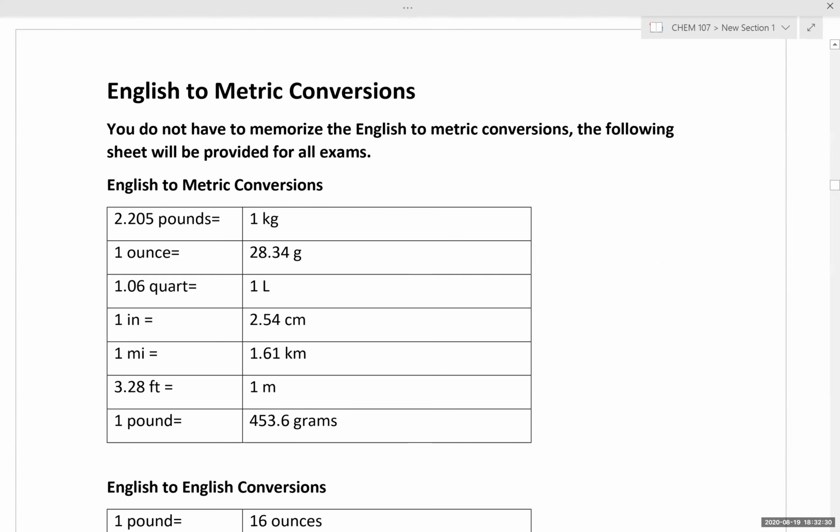And as this does come up in the allied health sectors, as in the US, we do happen to use English units, unfortunately. We're going to talk about English to metric conversions.